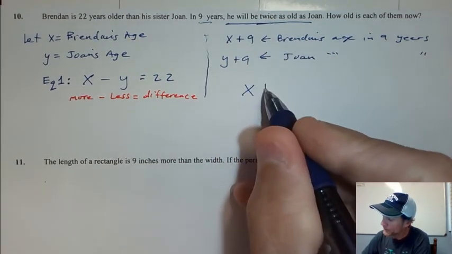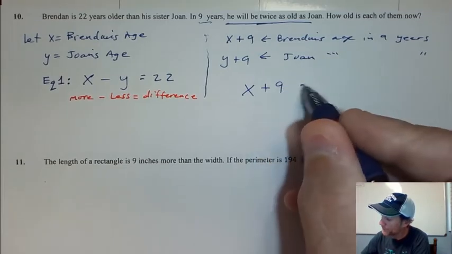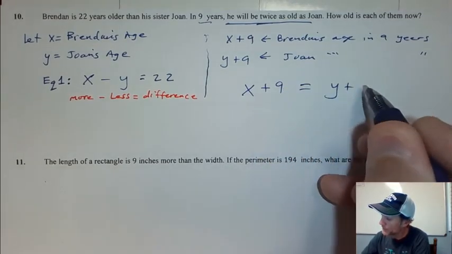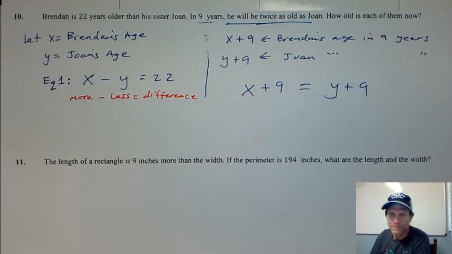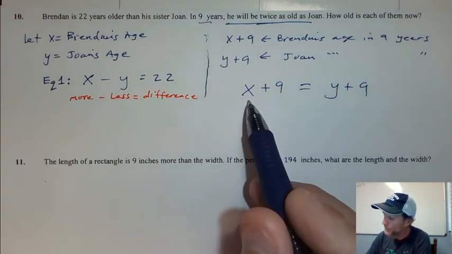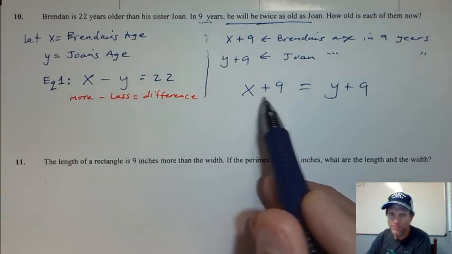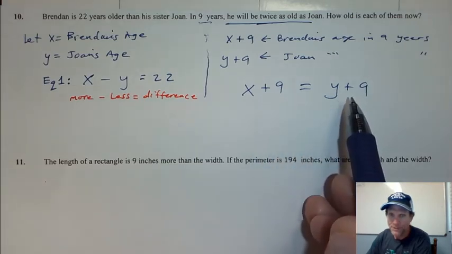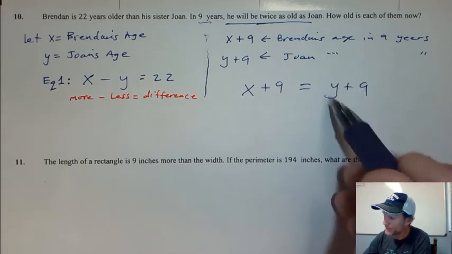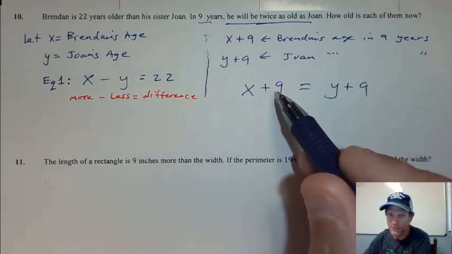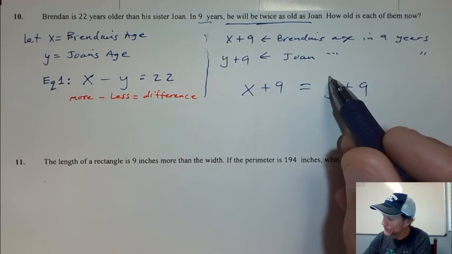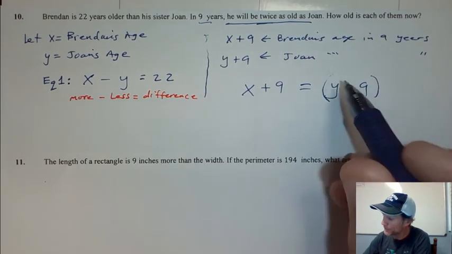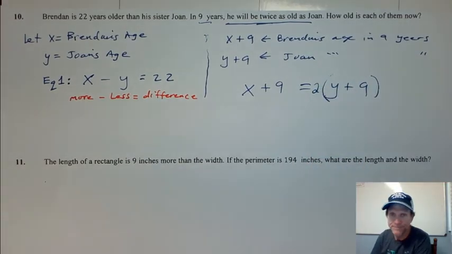So if I try to set up this statement, we should know that this statement is false currently. This says that they're equal to each other's age in 9 years, and that's not true. We know that this is more. Brendan is still older than Joan. So somehow I have to amplify this side to equal this side. Since the problem says twice, I'm going to write times 2 here.